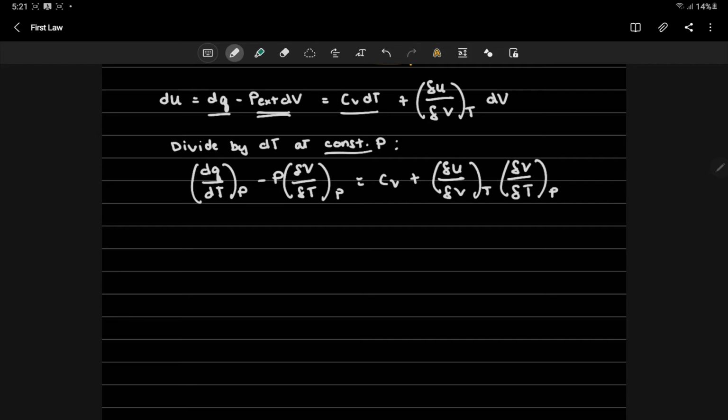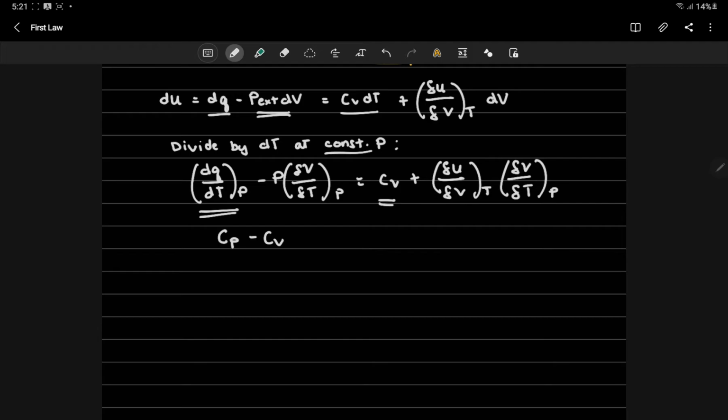Now, yung dq dT at constant P, isa rin siyang expression natin for Cp. Tama ba? Okay. And then you have Cv in this side of the equation. So if you put it on the other side of the equation, minus Cv na siya.